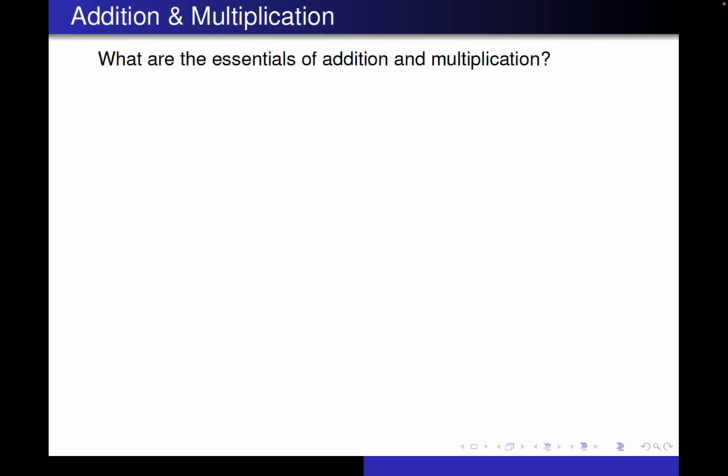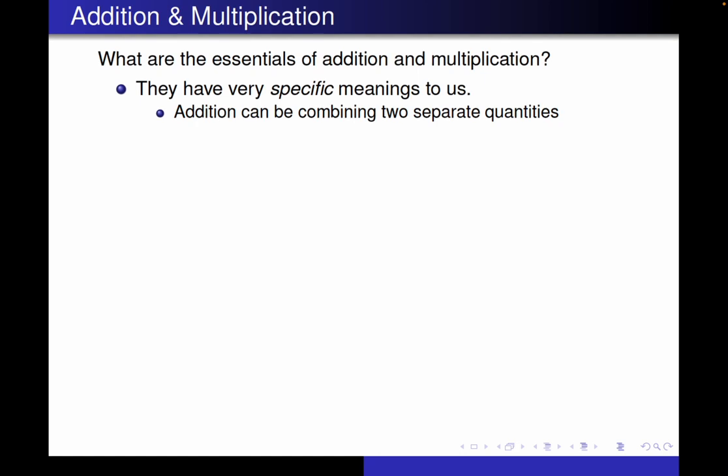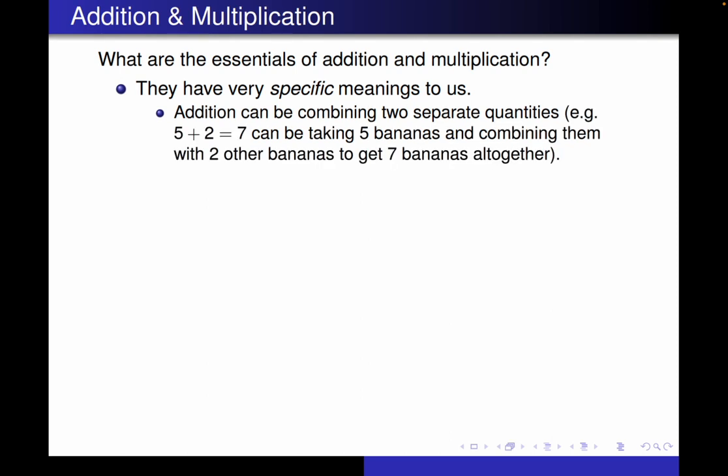So let's think about what the essentials of addition and multiplication are to us, because depending on the context, it can mean a lot of different things. First of all, they have very specific meanings to us. For instance, adding integers could be combining two separate quantities. 5 plus 2 equals 7 could mean that I have 5 bananas and I'm combining them with 2 other bananas to get 7 bananas altogether.